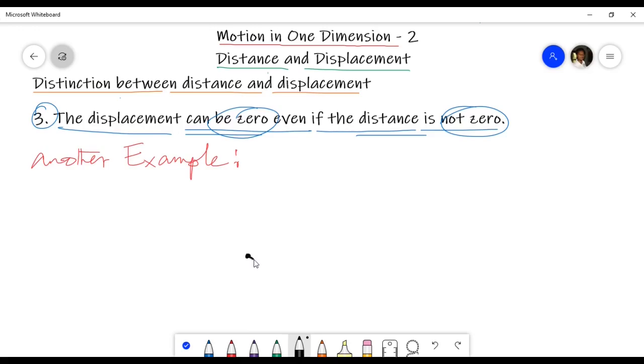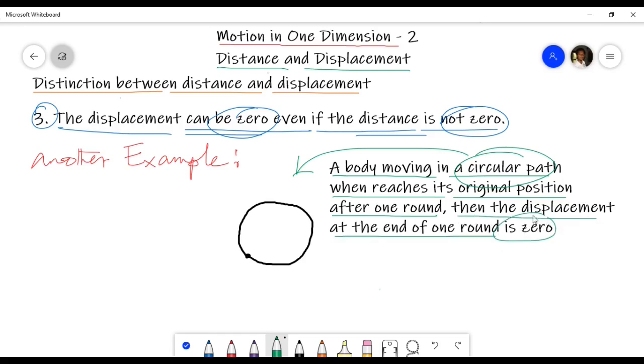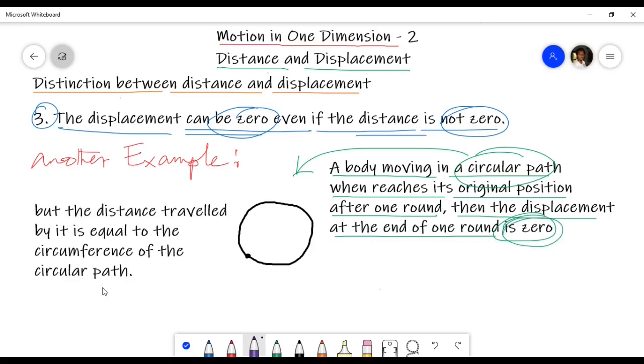Let's see another example. Suppose a body is moving in a circular path from its initial point, and after some time it will reach its original position after one round, like you see on the screen. Then the displacement at the end of one round is zero, because it has come back to the same place from where it started, so displacement will be zero.